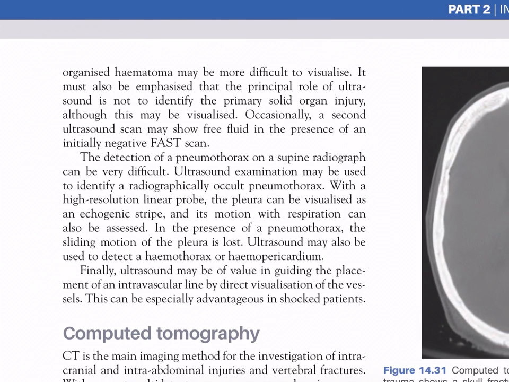It must also be emphasized that the principal role of ultrasound is not to identify the primary solid organ injury. Although this may be visualized, occasionally a second ultrasound scan may show free fluid in the presence of an initially negative FAST scan. The detection of a pneumothorax on a supine radiograph can be very difficult. Ultrasound examination may be used to identify a radiographically occult pneumothorax. With a high resolution linear probe, the pleura can be visualized as an echogenic stripe, and its motion with respiration can also be assessed. In the presence of a pneumothorax, the sliding motion of the pleura is lost.